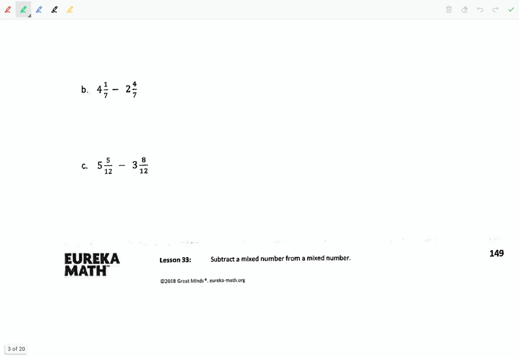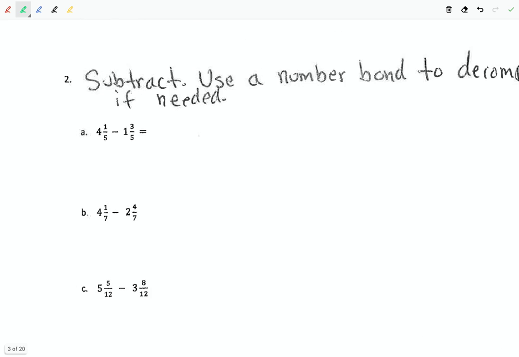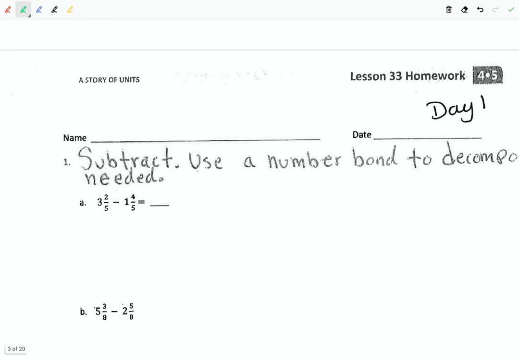In the learning goal for today, it says subtract. So we're subtracting a mixed number from a mixed number. In past lessons, we were subtracting a fraction from a fraction, or we were subtracting a fraction from a mixed number. Today, we're going to subtract a mixed number from a mixed number. So we're just working with mixed numbers, okay? That's the thing that we're doing today, subtracting those.